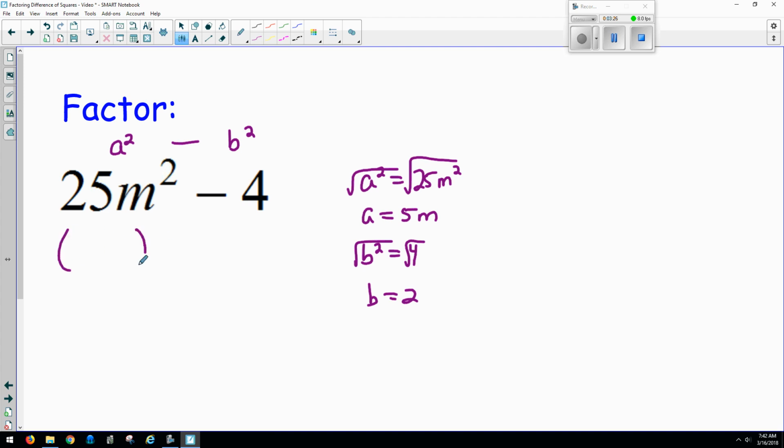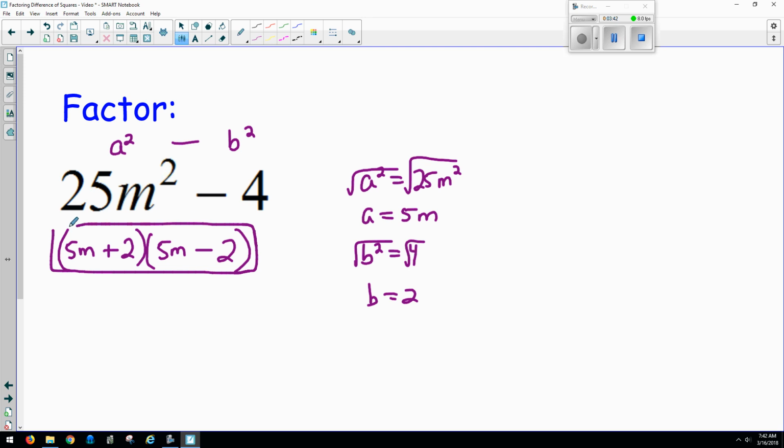So I'm just going to put this into the parentheses. A goes in the first spot, here and here. B goes here and here. One of them gets a plus and one of them gets a minus. And that's it.